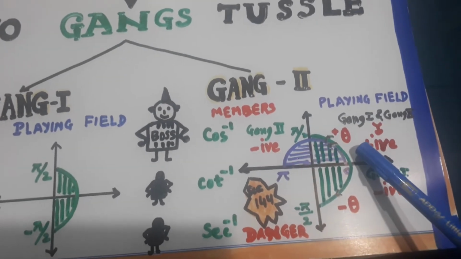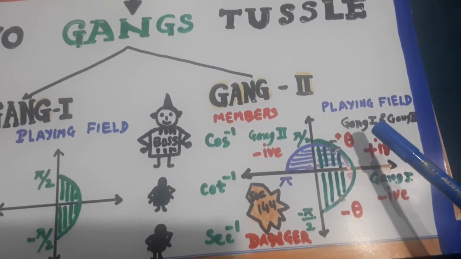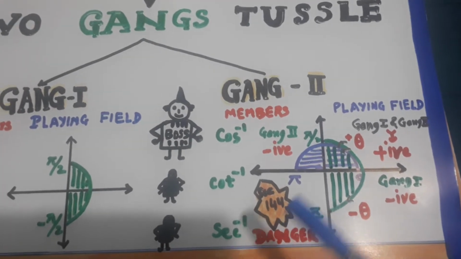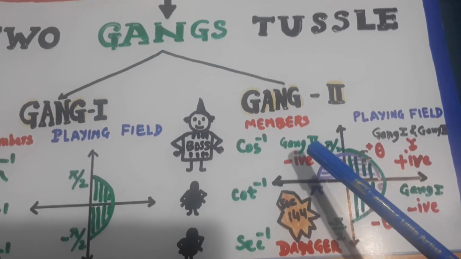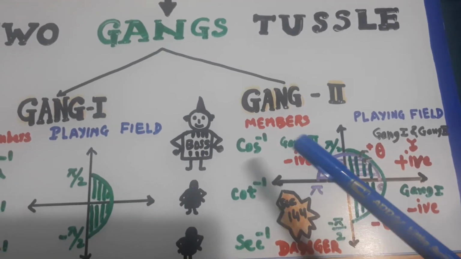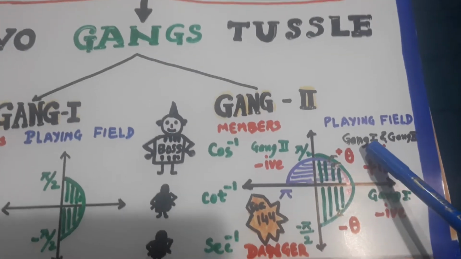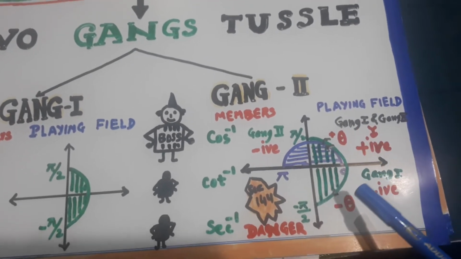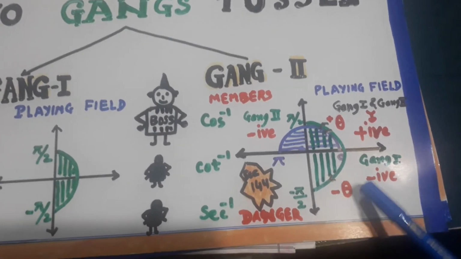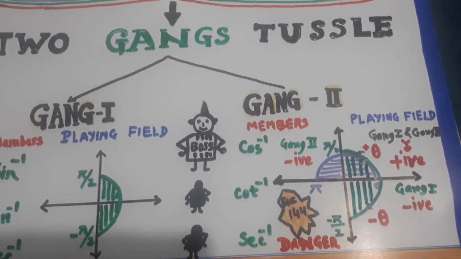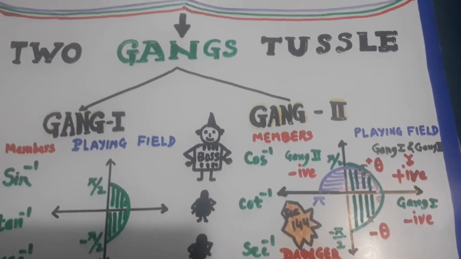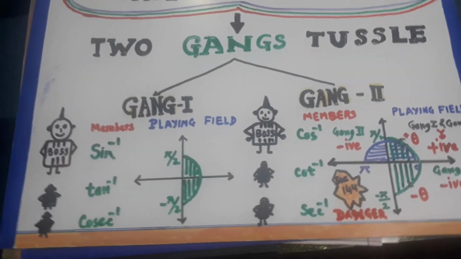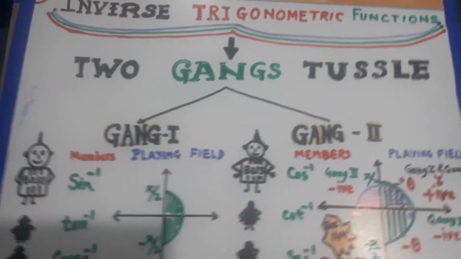In the first quadrant, all inverse trigonometrical functions are positive. Gang number 1 is negative in the fourth quadrant. Gang number 2 is negative in the second quadrant. In the first quadrant, every member is positive. Both gangs are positive. However, gang number 1 is negative in the fourth quadrant and gang number 2 is negative in the second quadrant. Now, these things have to be kept in mind. Then only we will be taking the questions part.